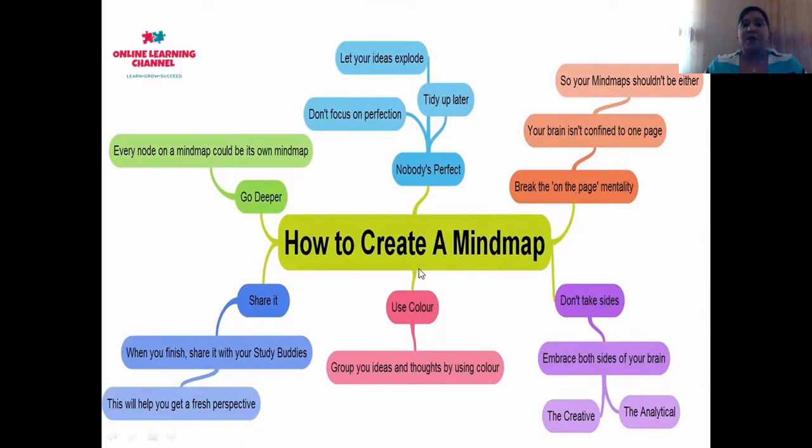Use color. You can make your mind maps colorful as well, because that stimulates creativity. Group your ideas and thoughts by using color. Don't take sides. Embrace both sides of your brain. For example, the creative side and analytical side. Share it. When you finish, share it with your study buddies. This will help you get a fresh perspective. Go deeper. Every node on a mind map could be its own mind map. For example, there's so many nodes here, 1, 2, 3, 4, 5, 6, and we've used different colors to show those different points, and each one of them has branches going out into different ideas. So that's just an example of how to create a mind map.